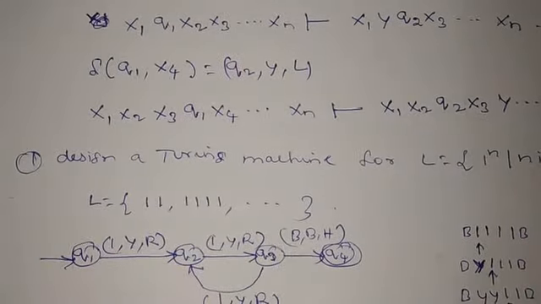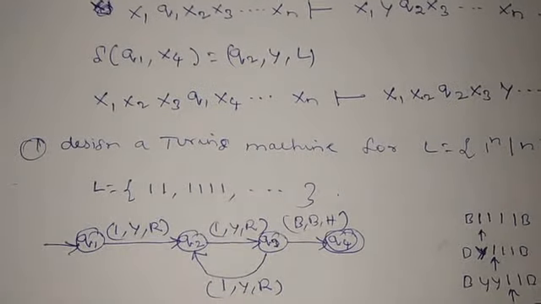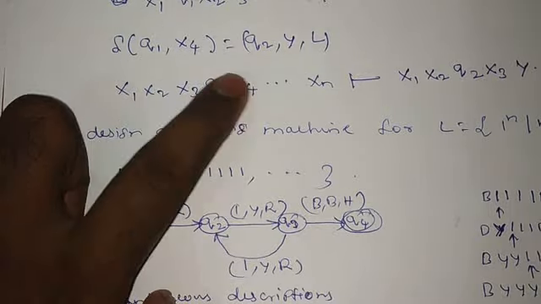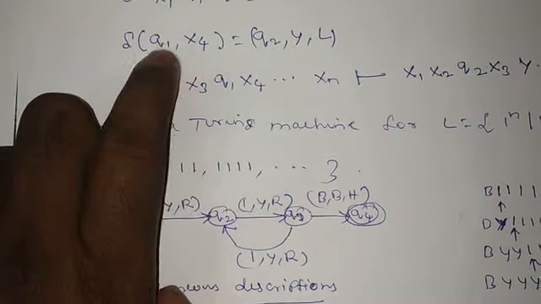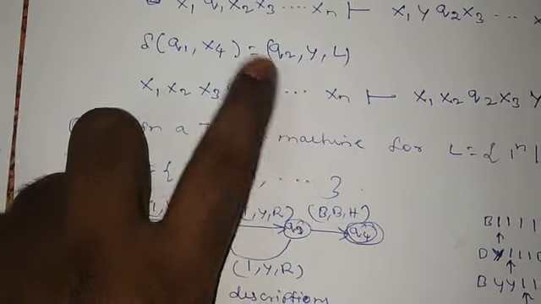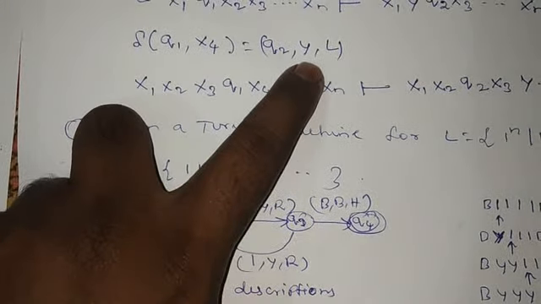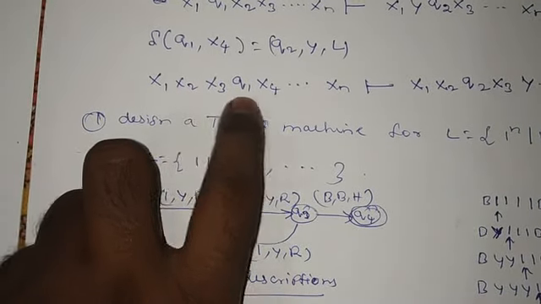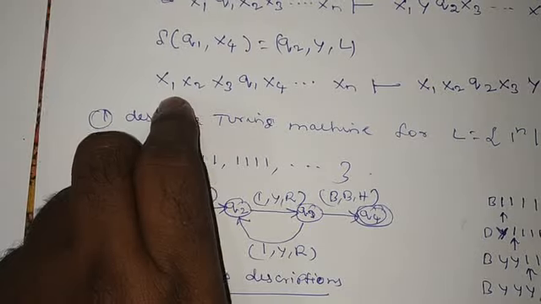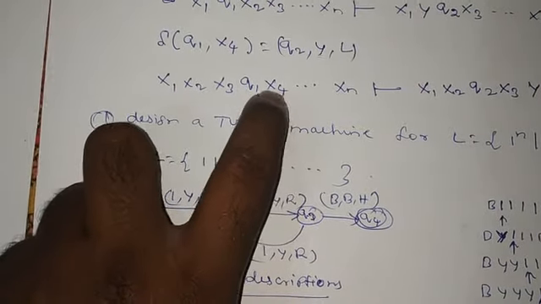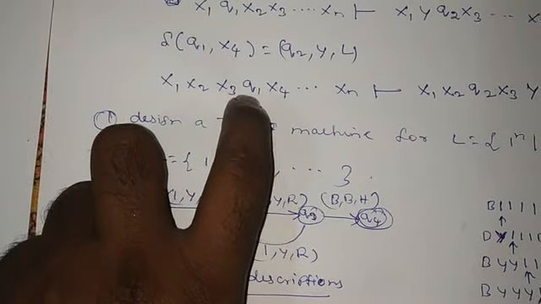Now we are going to represent another instantaneous description. I am writing it like this: Q1 comma X4 is equal to Q2 comma Y comma L. That means X4 is an input symbol and Q1 is called an input state, and X4 is going to be replaced by Y. I move in the left direction. So this is the instantaneous state of the Turing machine before I apply this instantaneous description: X1, X2, X3, Q1, X4. That means X4 is going to be applied on Q1 here, and it goes up to Xn.